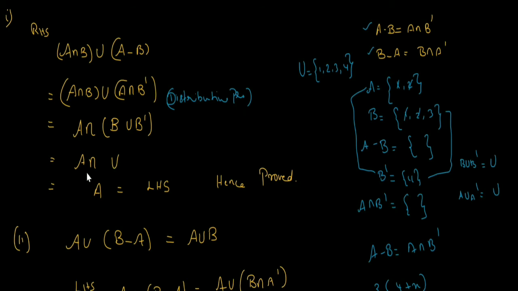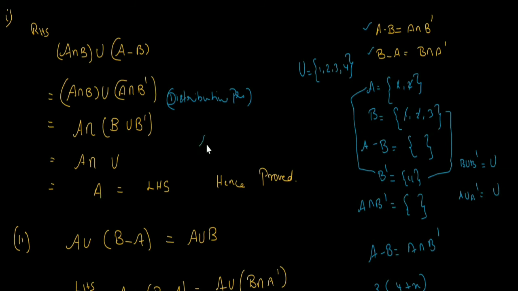Now what is A intersection U? This U is the universal set and it is the superset. It's bigger than the set A. So A is a small set, a subset. Whenever you find the intersection, the subset, the small set, will be the answer. A intersection U will be A.